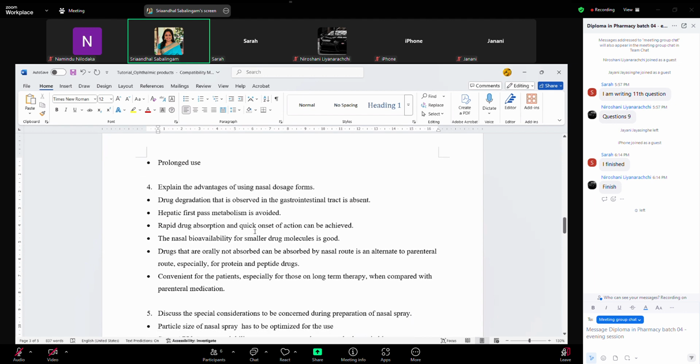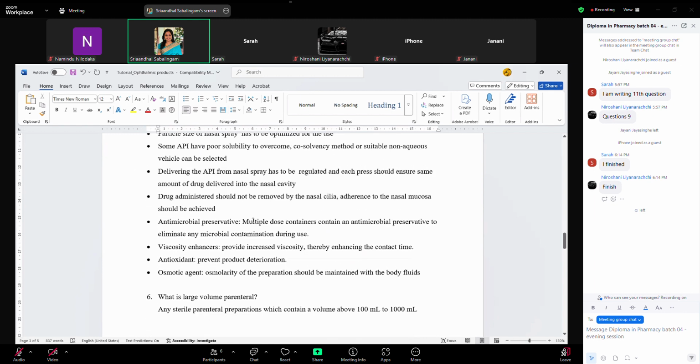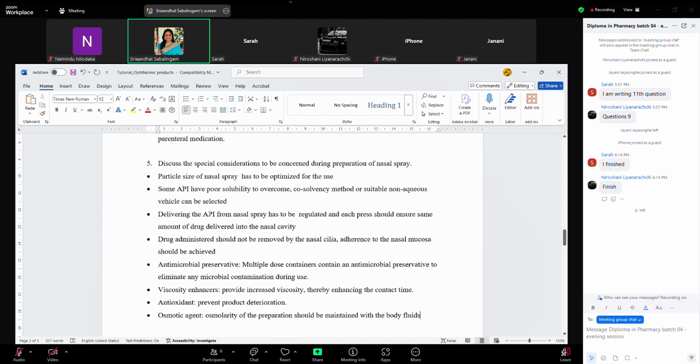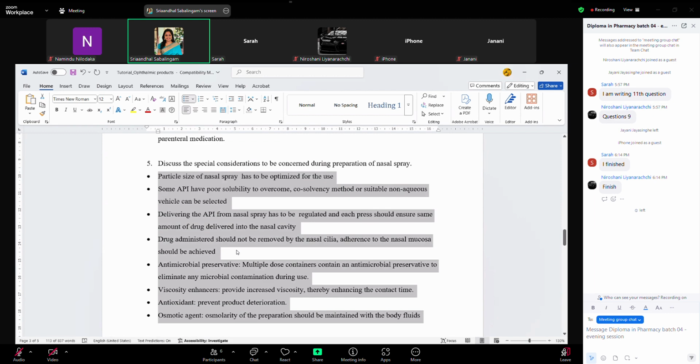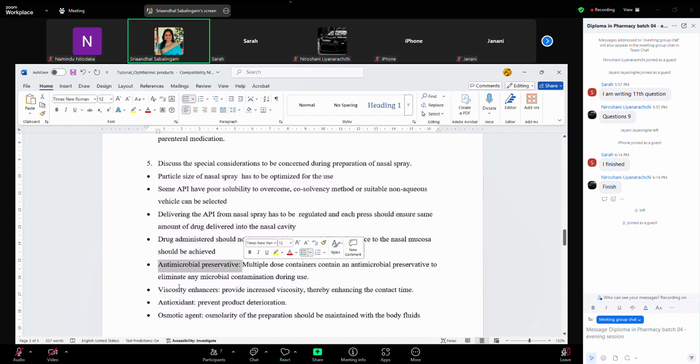So the fifth question I also asked you to note down. It's the same type of question as the second one. The particle size of the nasal spray has to be optimized. If the API has poor solubility, to overcome that, the co-solvency method or a suitable non-aqueous vehicle can be selected. Delivery of the API from the nasal spray has to be regulated, and each press should ensure the same amount of drug is delivered into the nasal cavity. The drug administered should not be removed by the nasal cilia, and adherence to the nasal mucosa should be achieved. Again, antimicrobial preservative should be added, and viscosity enhancers, antioxidants, and osmotic or tonicity adjusting agents should be added, right?